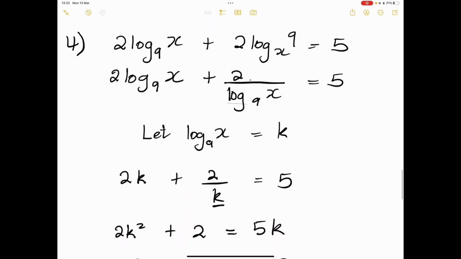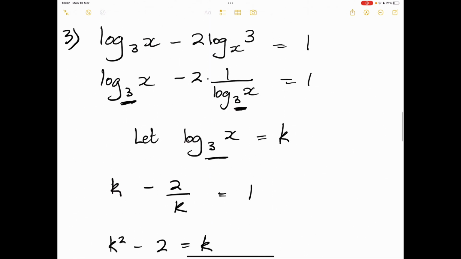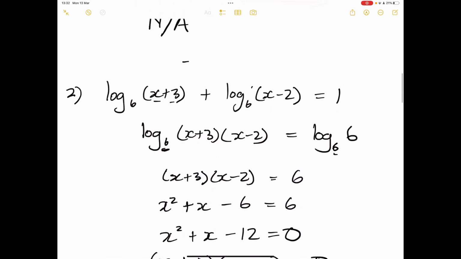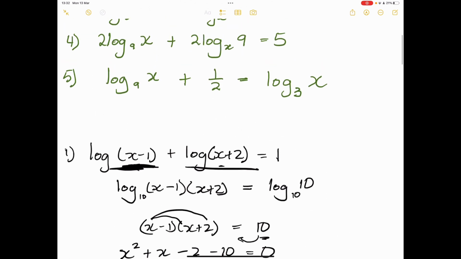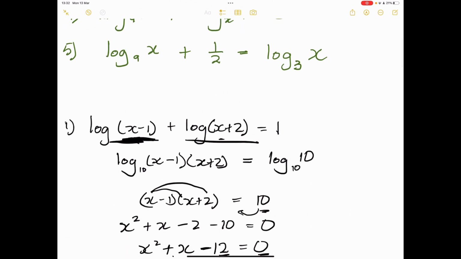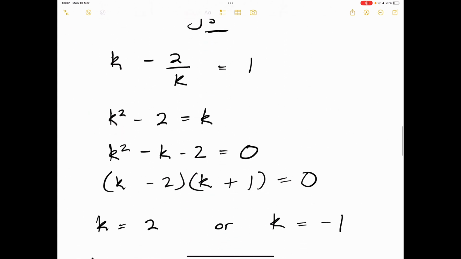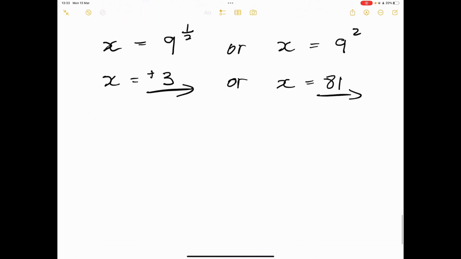I hope that you are able to grasp this, ladies and gents, that I'm not rushing you into it. And then the final question, there we have it there. So we've got log of base 9. Let's write it down over there.